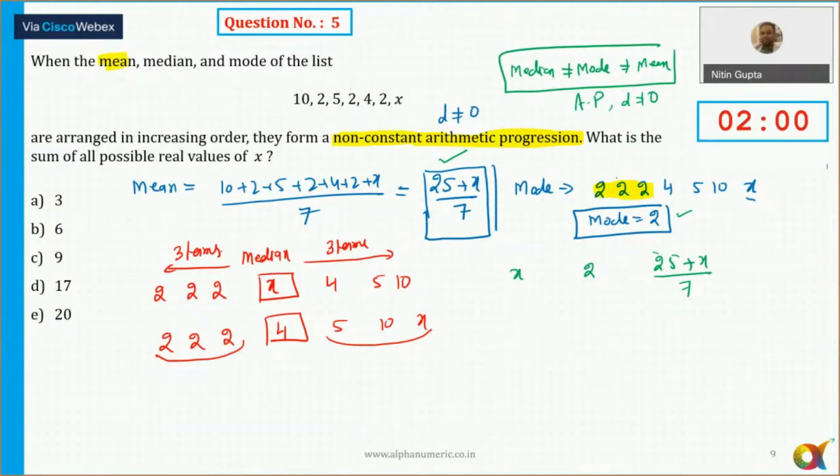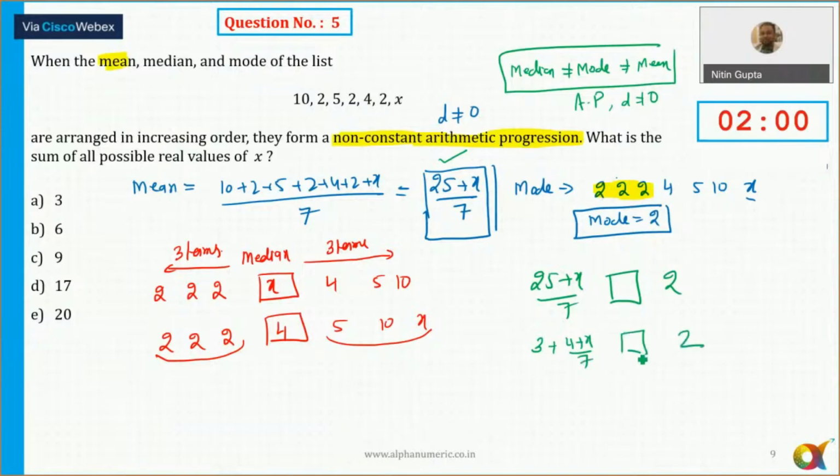Can you guys tell me one thing? Because we already know that the mode is equal to 2, and the mean is equal to (25 + x)/7. So first of all, if you are able to identify, there will be very few cases. 25 by 7, which one is greater? Because I need to arrange them in increasing order. 25 by 7 is 3, since 7 threes are 21, so 3 plus 4 plus x by 7, and 2.